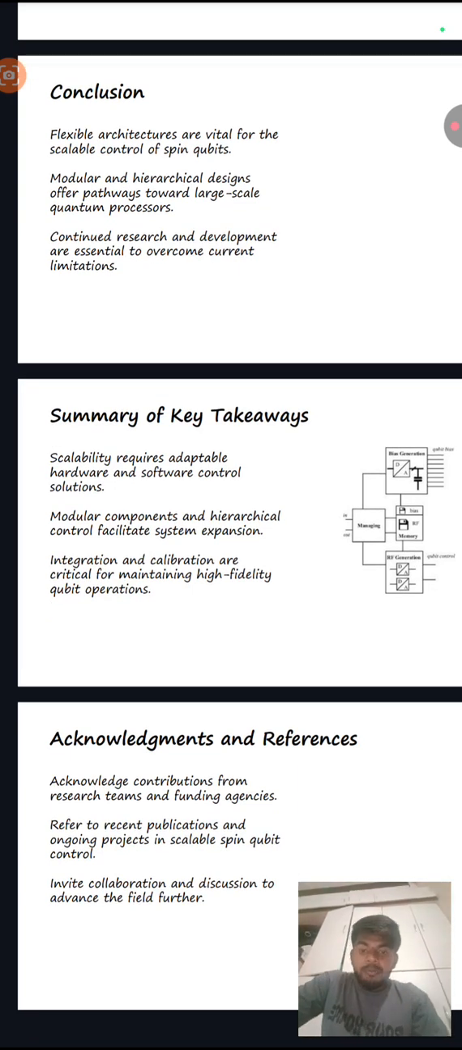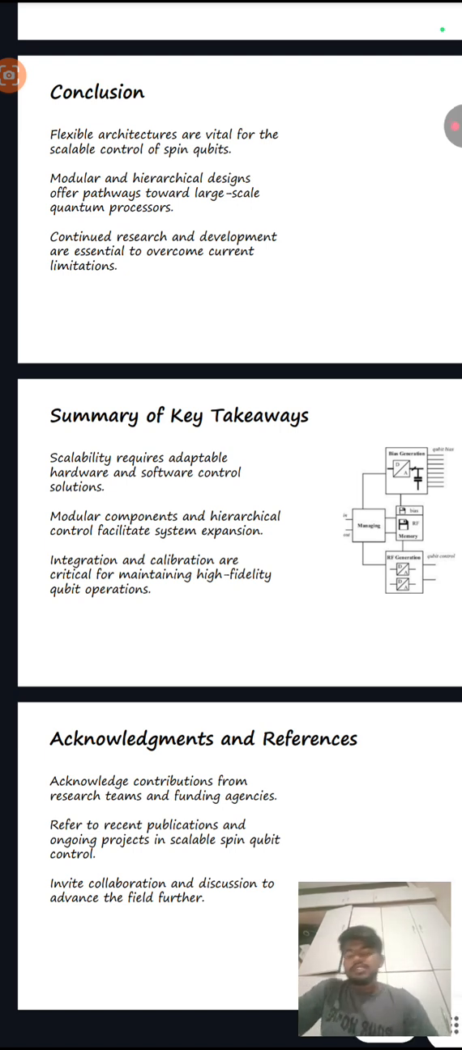Scalability requires adaptable hardware and software control solutions. Modular components and hierarchical control facilitate system expansion. Integration and calibration are critical for maintaining high fidelity qubit operations.